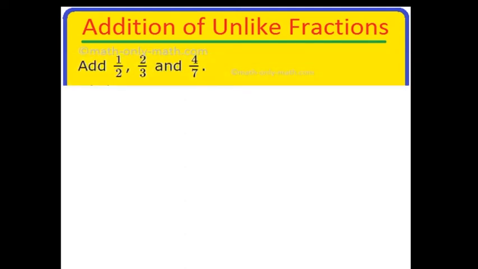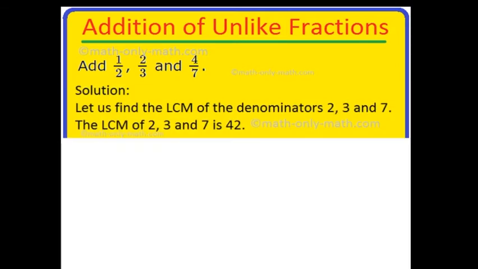Our next topic is addition of unlike fractions. Now here we are looking at different denominators. 1 by 2 is the first fraction, the second is 2 by 3, and 4 by 7. Here these three do not have the same denominator; the denominators will be different. So let us find the LCM of 2, 3 and 7. What will we get?